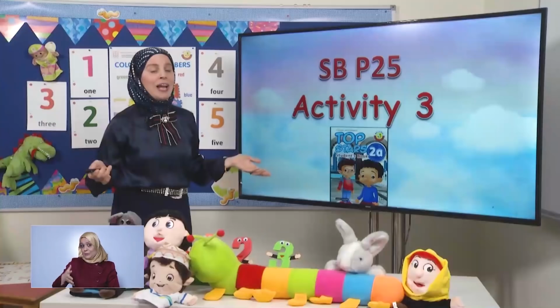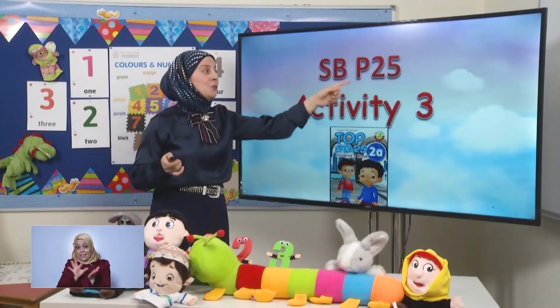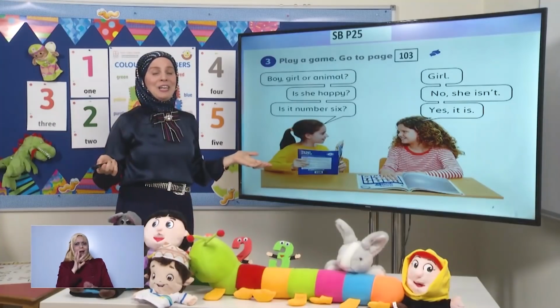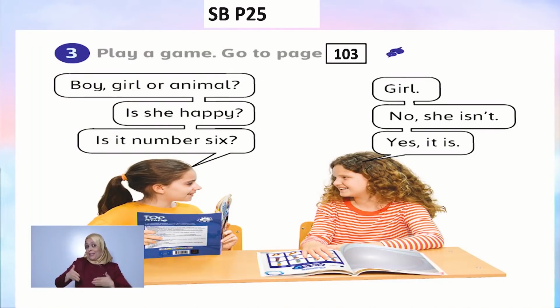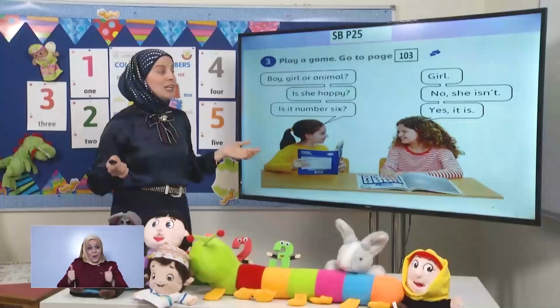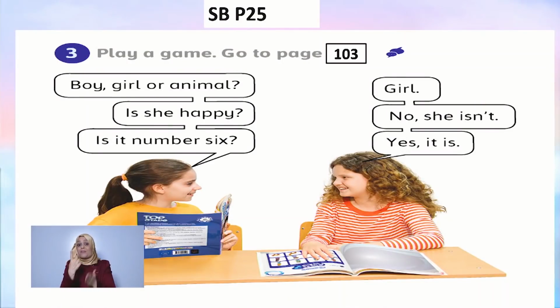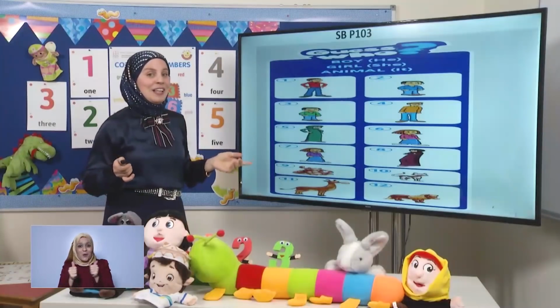We have more activities. You have to open your student book, page 25, activity 3. It's a game. It's a nice one. So, my students, you have to play a game with a family member using this dialogue. So, you have to open your student book, page 103, to play using these pictures. You have to ask and answer questions. Okay, my students? Great job.